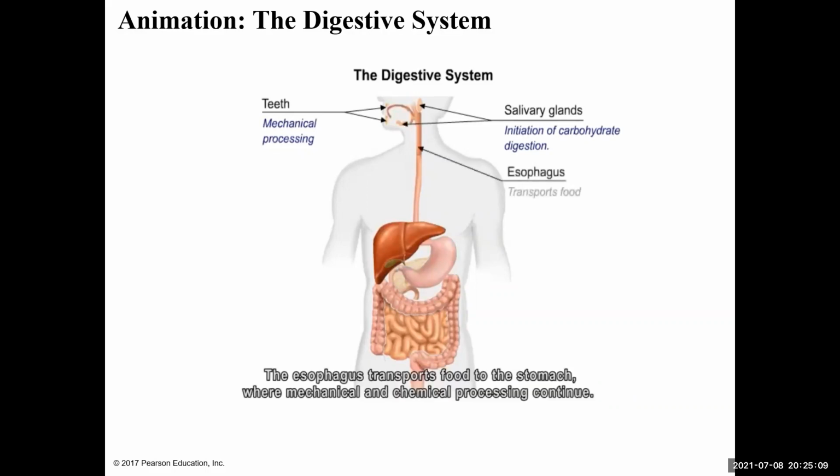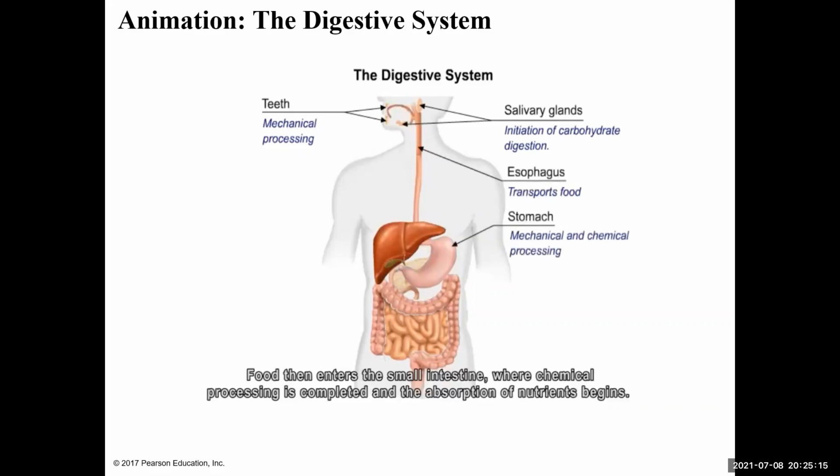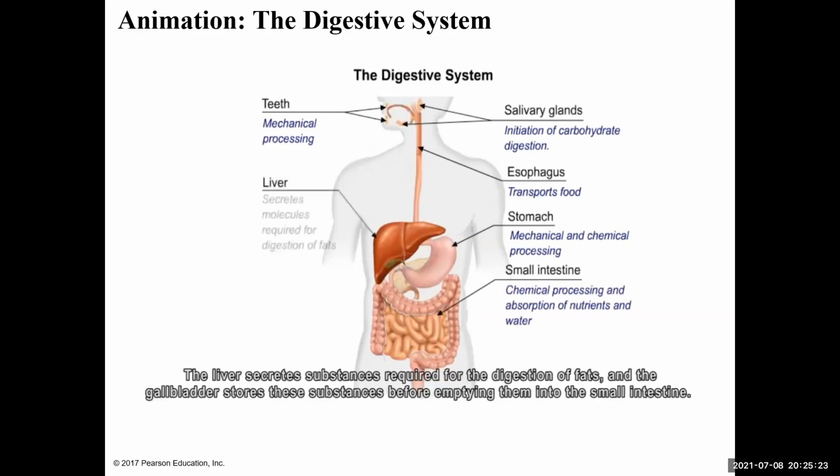The esophagus transports food to the stomach, where mechanical and chemical processing continue. Food then enters the small intestine, where chemical processing is completed and the absorption of nutrients begins. The liver secretes substances required for the digestion of fats, and the gallbladder stores these substances before emptying them into the small intestine.